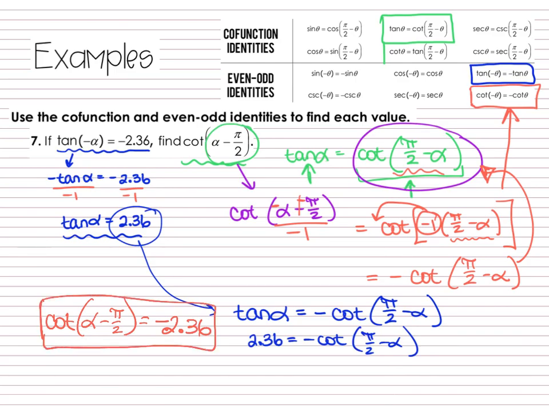There's a lot of back and forth. The important piece here is that if we're asked to find something that's the opposite, we don't have that pi over 2 first, we have the alpha first, or the theta first, or the x first. You have to factor out a -1 in order to make it match up with those cofunction identities. So hopefully that makes sense. Go ahead back and watch it again if you need to.